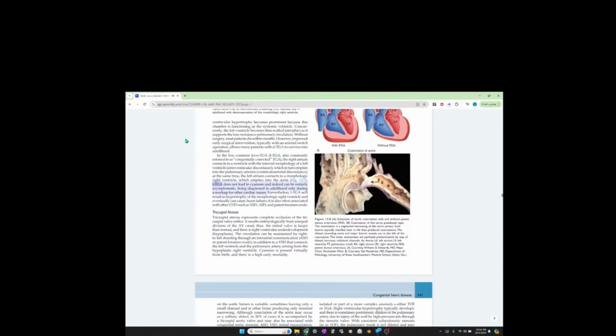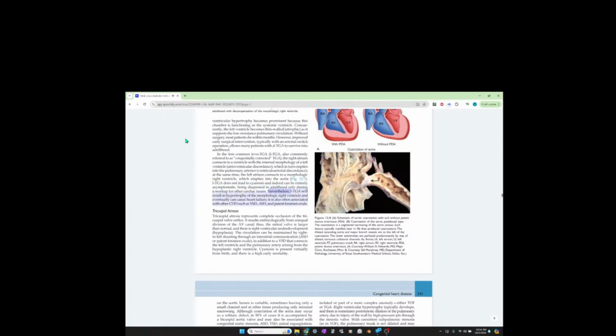LTGA does not lead to cyanosis and indeed can be entirely asymptomatic, being diagnosed in adulthood only during a workup for other cardiac issues. Nevertheless, LTGA will result in hypertrophy of the morphologic right ventricle and eventually can cause heart failure. It is also often associated with other CHDs such as VSD, as well as a patent foramen ovale.